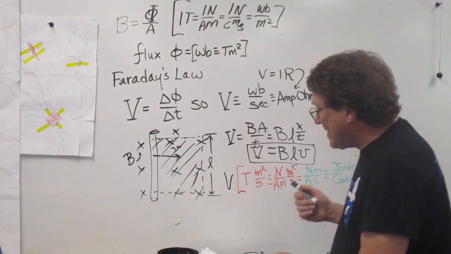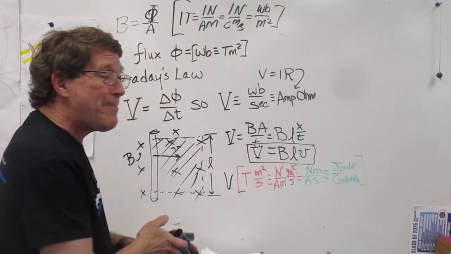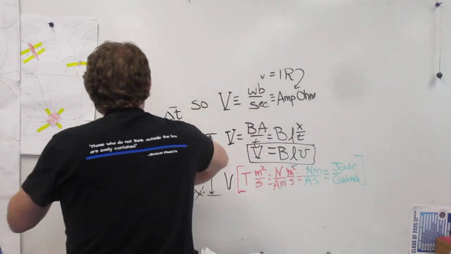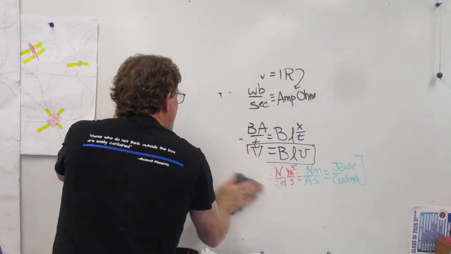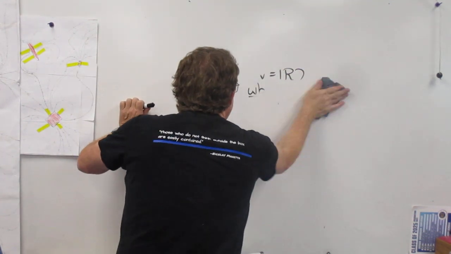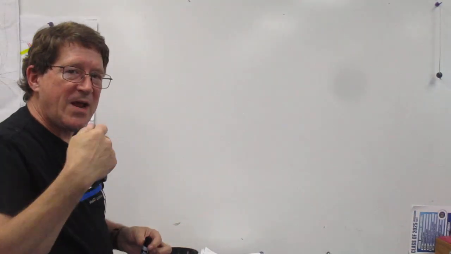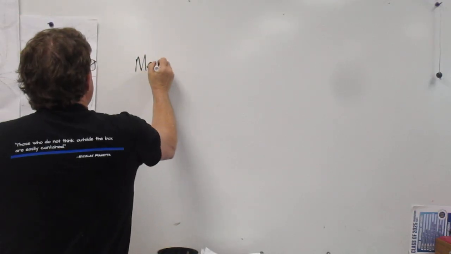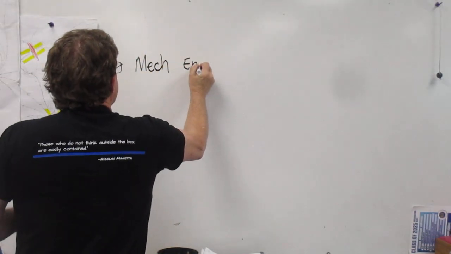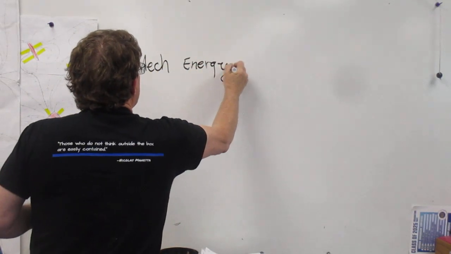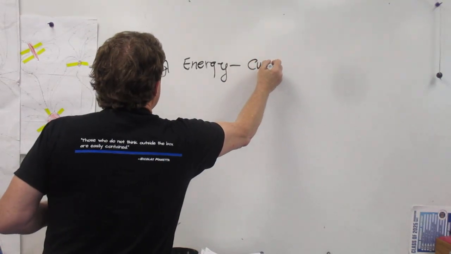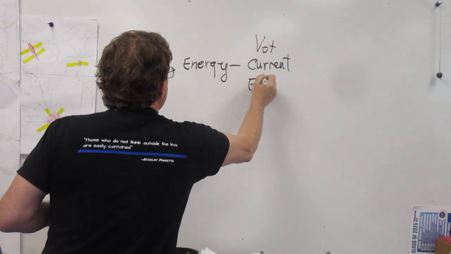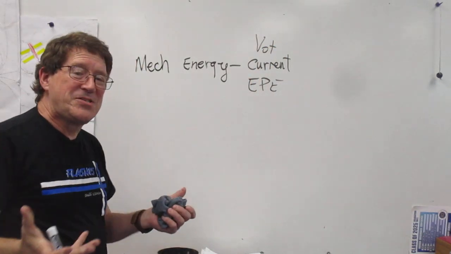Now, when we did this, we came up with a number of apparatus. We said, look, if you scrape a wire across a magnetic field, and you just sit and rotate a wire in a magnetic field, mechanical energy to current and voltage, electrical potential energy, that's called a generator.